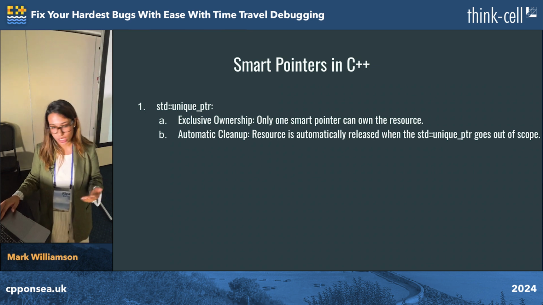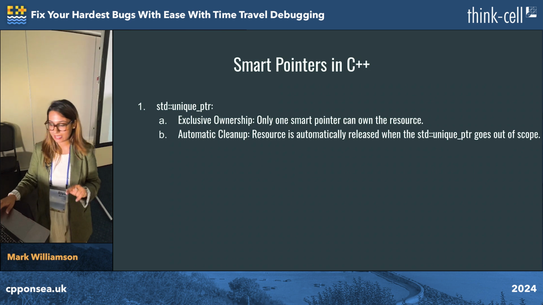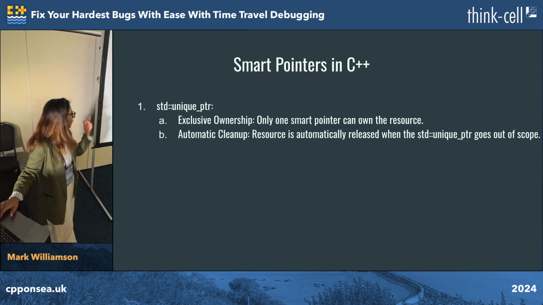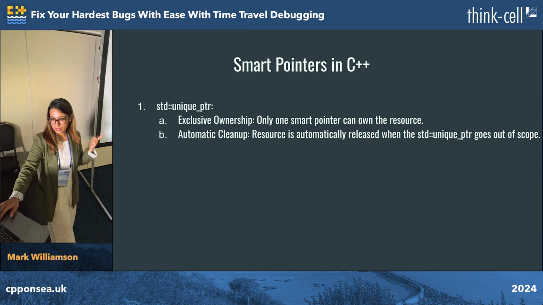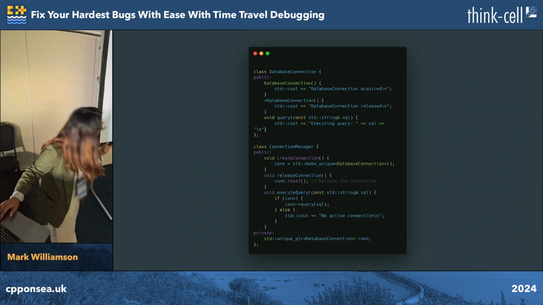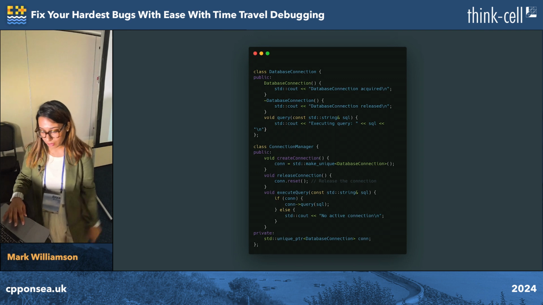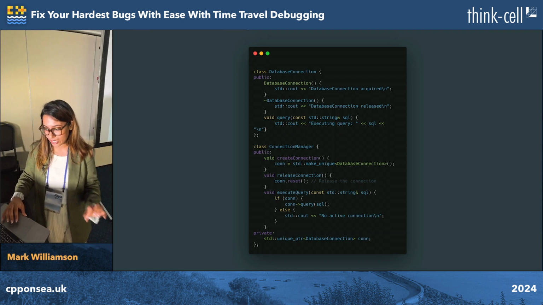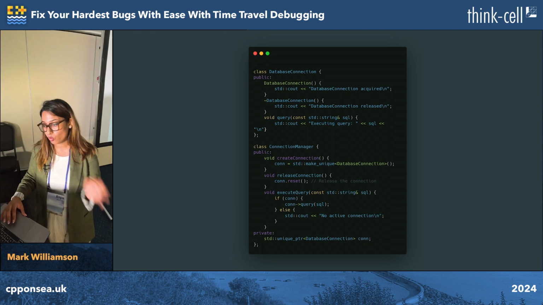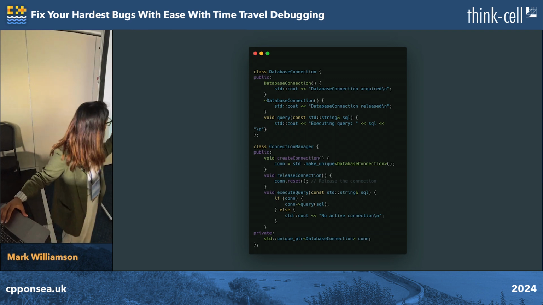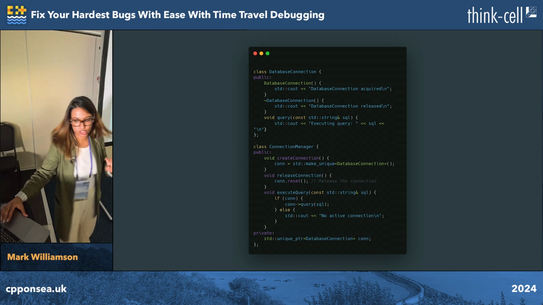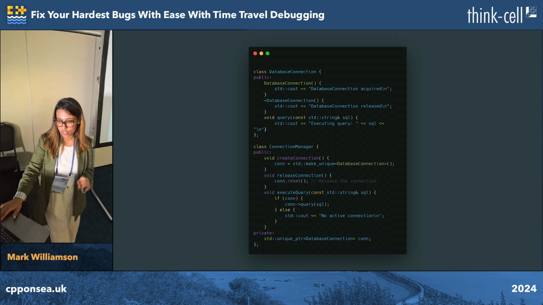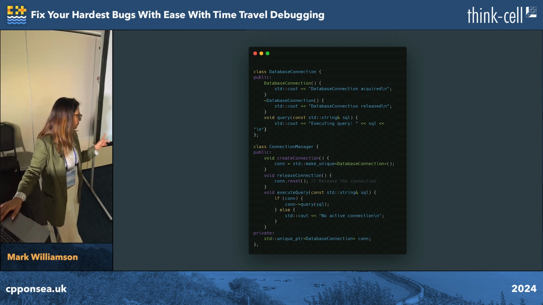Now, unique pointer says only one smart pointer will basically own the resource, and the resource is automatically released when this pointer goes out of scope as well. Let's see an example over here. I hope this one is clearer, right? In this example, I've tried to implement unique pointer. In this connection pool, each connection is typically managed by a pool manager, right? So I have created a connection manager for my database connection class, and each connection should be exclusively owned and managed by a single manager object.